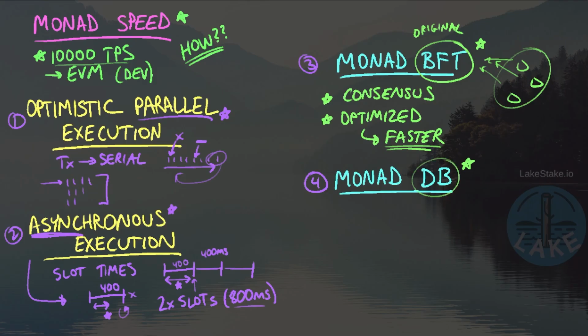Lastly, we have the database, or MonadDB. The underlying database is a custom state database, which sounds really fancy, and it is, but ultimately this is going to lead to further optimization. We maybe are noticing a trend here. We see that this is optimization at the database. We've optimized BFT. We have optimistic parallel execution. We are optimizing things everywhere we can to help achieve these speeds.